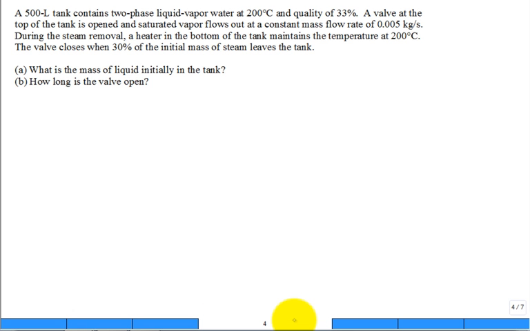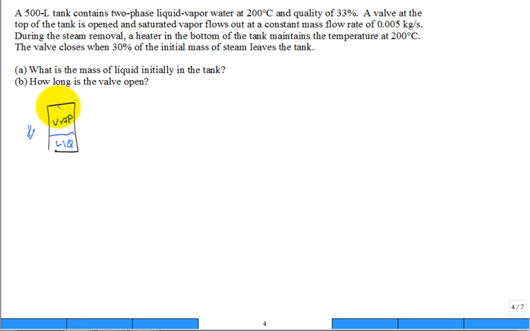We have a 500-liter tank. It contains a two-phase liquid-vapor mixture of water at a temperature of 200 degrees C and a quality of 33%. So I kind of make some sketches because I am trying to figure out all this information as we're given it. So this two-phase mixture of vapor and liquid, in the presence of gravity, the liquid's going to settle to the bottom of the tank and the vapor to the top of the tank.